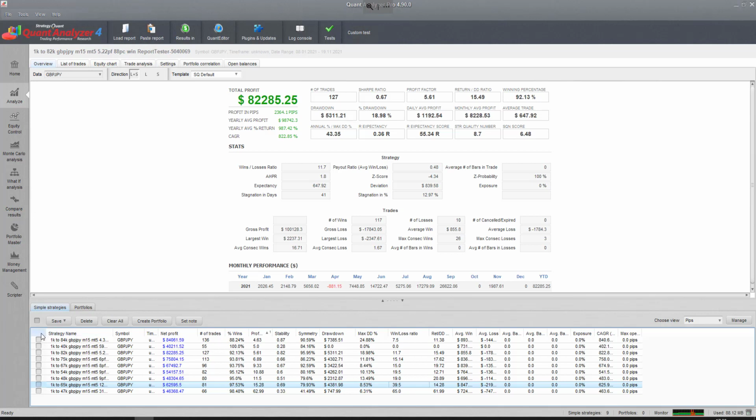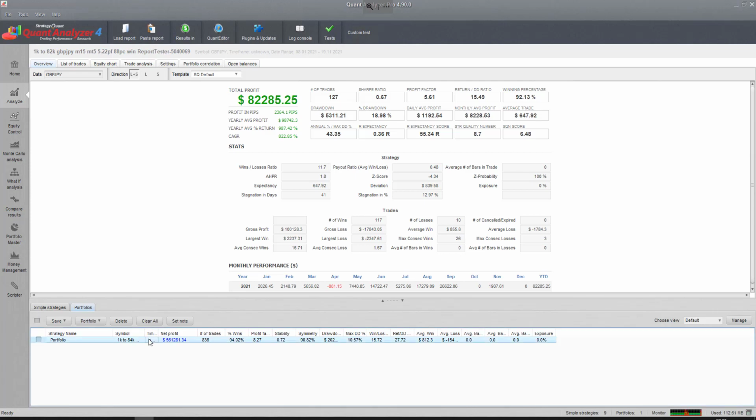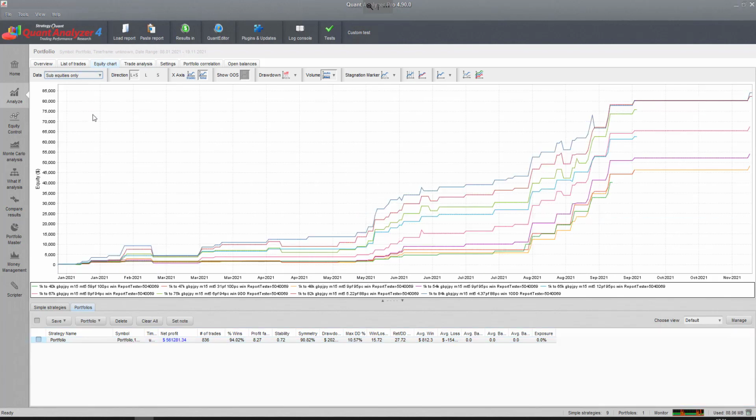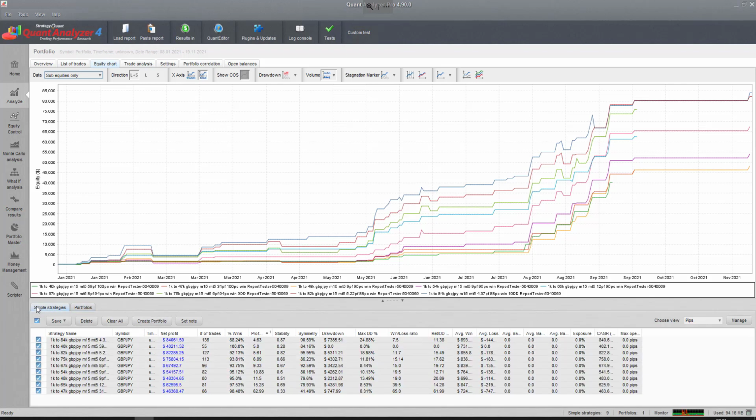What is also quite useful is if you select the whole lot, you go to create portfolio, then you double click on the portfolio, and then go to equity chart. Click on this one, click on sub equities. You can see how all of the optimizations pan out. Generally the pattern is all the same. If you hover the mouse over any particular one, you can see which one it is. So this is the 1K to 84K. Go back to simple strategies. 1K to 84K is the first one.